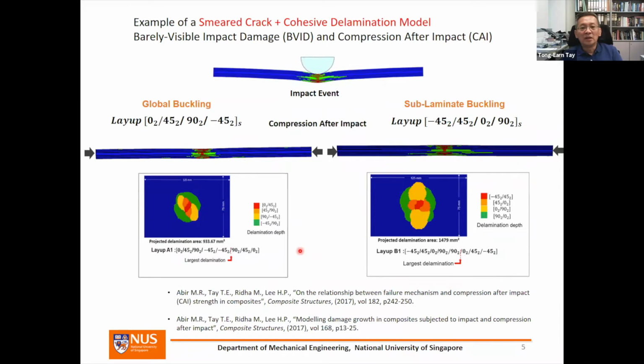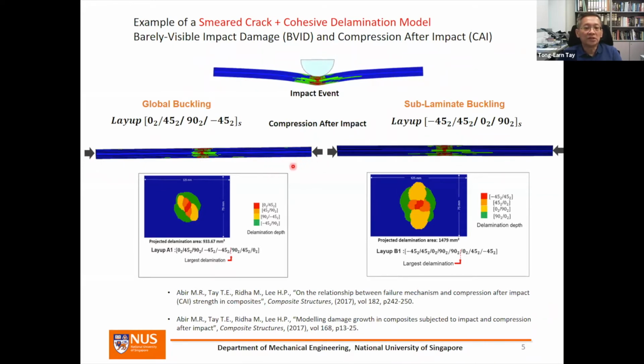This is an example of a smeared crack model applied with the cohesive model for the delaminations. So here what we have is that you have the low velocity impact event in which delamination and matrix cracking have been modeled through the impact event. And then after that, you remove the impactor, and then you change the boundary condition to compression, in-plane compression.